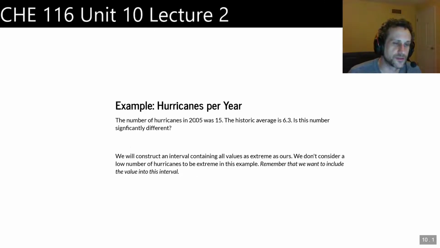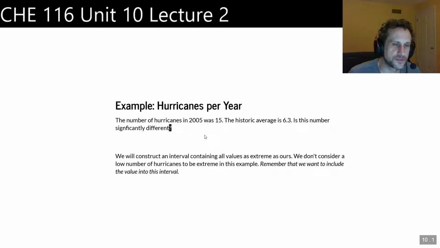So here's an example: on average there's 6.3 hurricanes per year in the Caribbean Ocean and the Atlantic Ocean. So this is basically hurricanes that affect the eastern United States. On average there's 6.3, and then in 2005 there was 15. Was that significantly different? We're going to construct an interval containing all values as extreme as ours. So it should include 15 and anything more extreme.